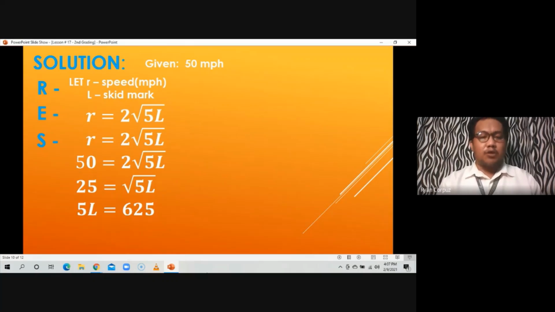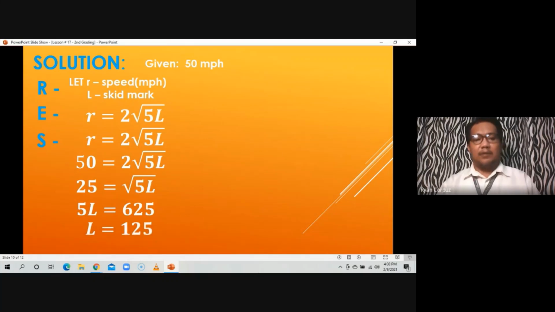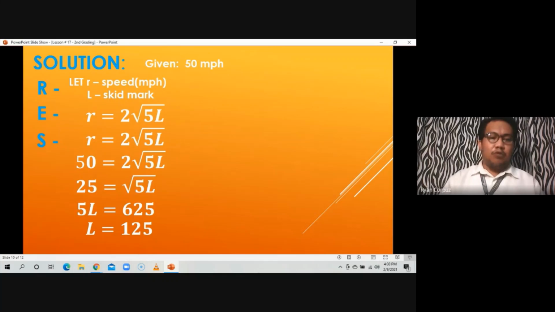And with the application of the commutative property wherein we can interchange their position, so magiging 5L is equal to 625. So since L is what we are looking for, we still have to divide both sides of the equation by 5 to eliminate 5 here. So 5L divided by 5, that would be L, and 625 divided by 5 will come up with the value of L which is equal to 125. Yun daw yung distance ng skid mark.